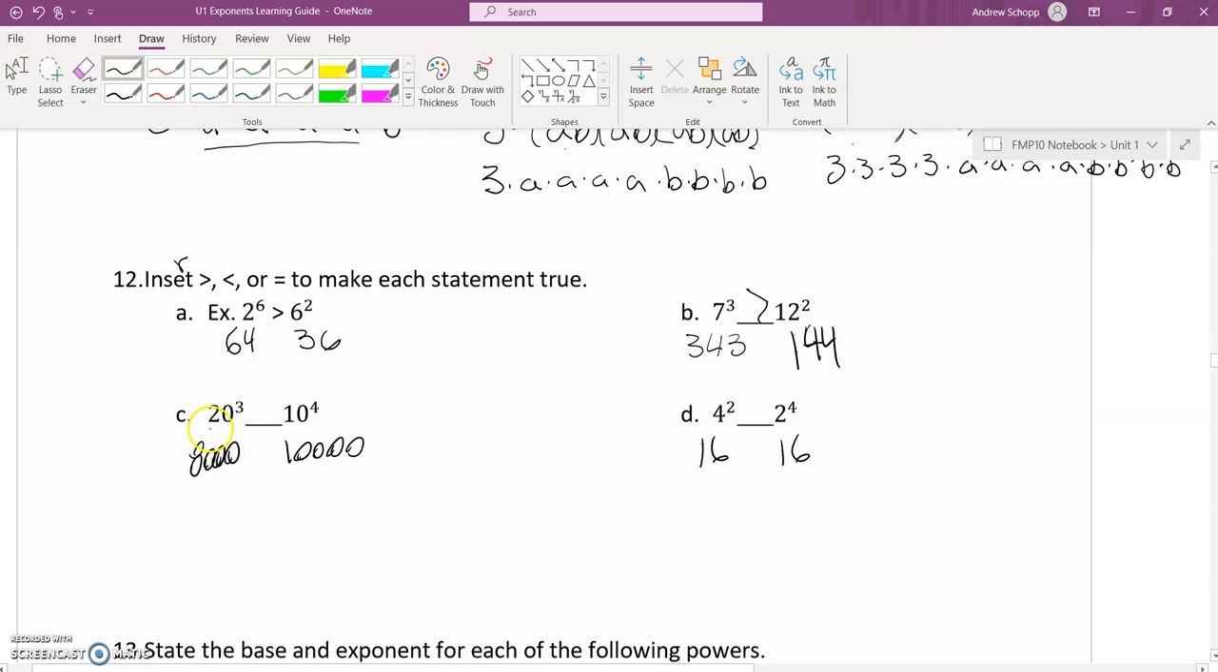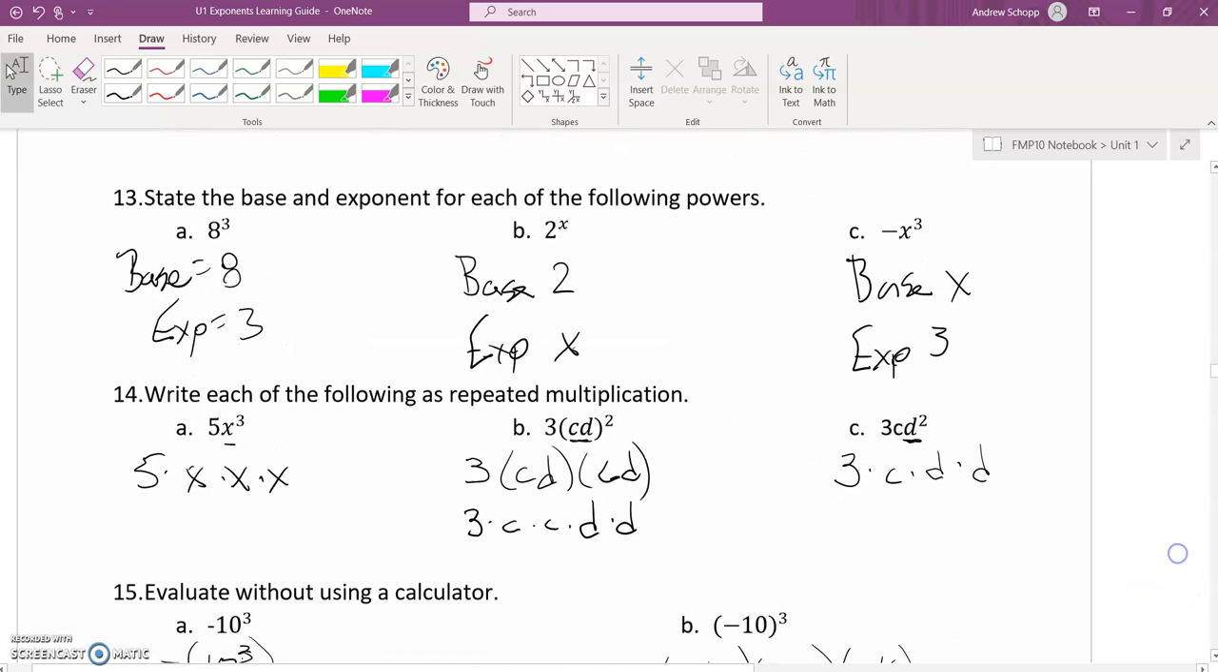For c, 20 to the power of 3 is 8,000. 10 to the power of 4 is 10,000. And we can see that 10 to the power of 4 is larger than 20 to the power of 3. And 4 squared is 16, and 2 squared is 16, so those two are equal. On to the next one.